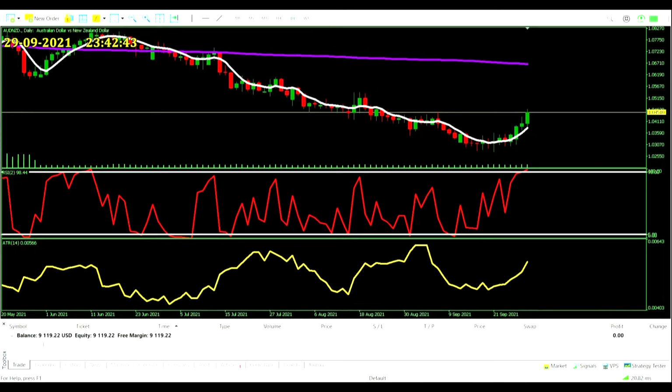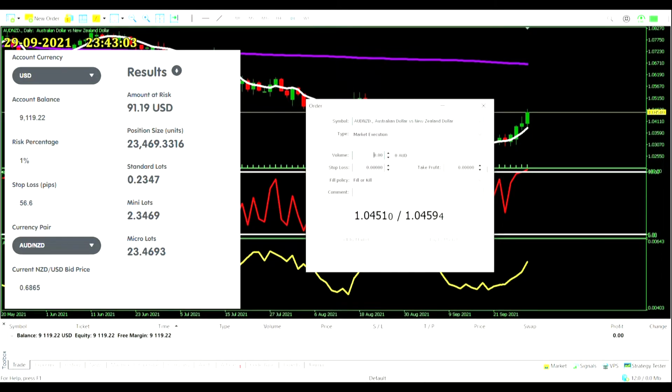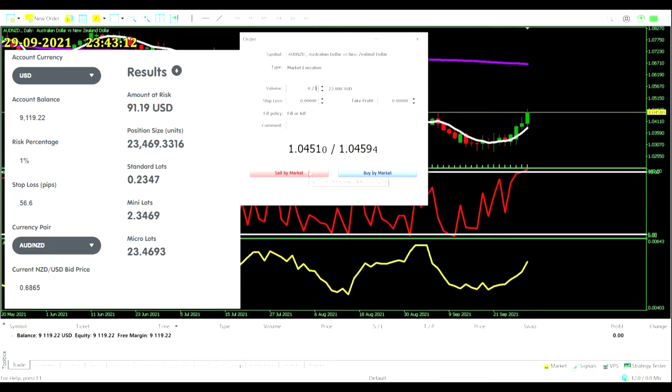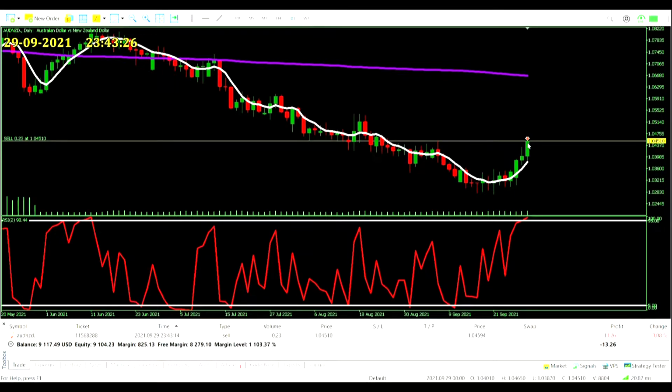What is our account balance then? $9,119.22. Nice round number to start us off. You can see on screen how we've calculated our risk for this, and that means our volume will be 0.23 lots, and it's a sell trade from the overbought territory. Good stuff, finally getting in.